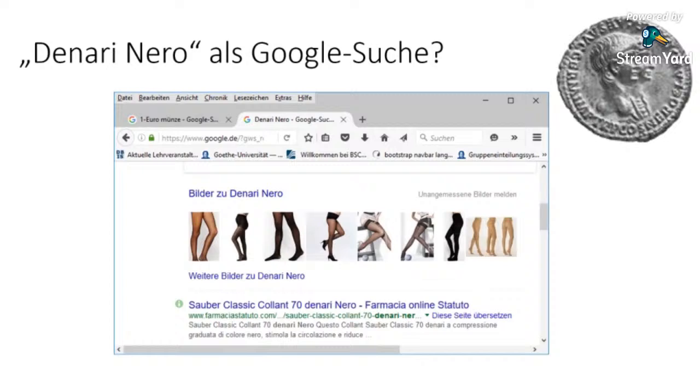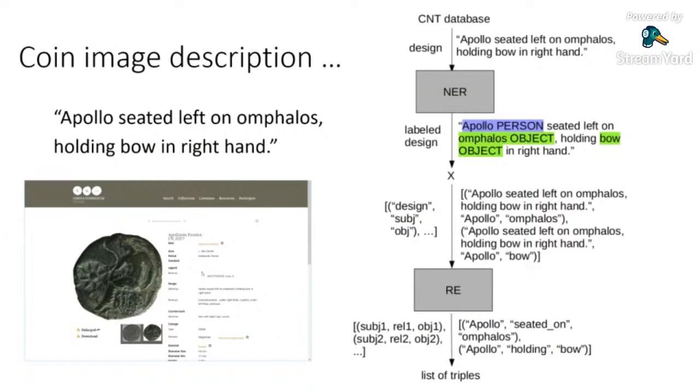It's because you're looking for these strings of characters and not about the semantics behind. So that's what we try to tackle. So this is also what we did in improving semantic search on the coins.